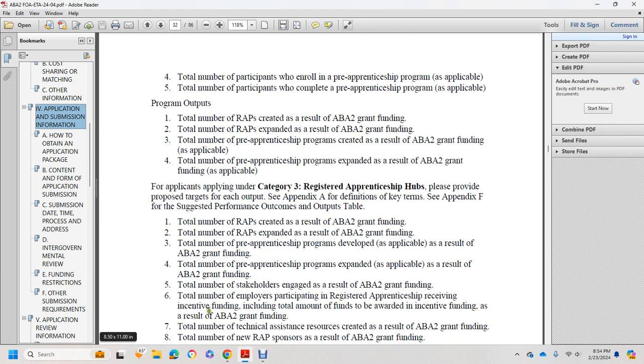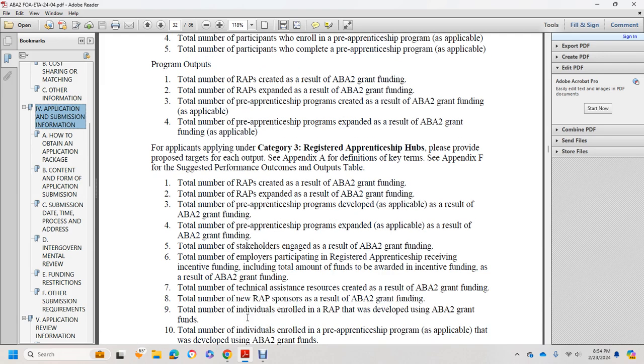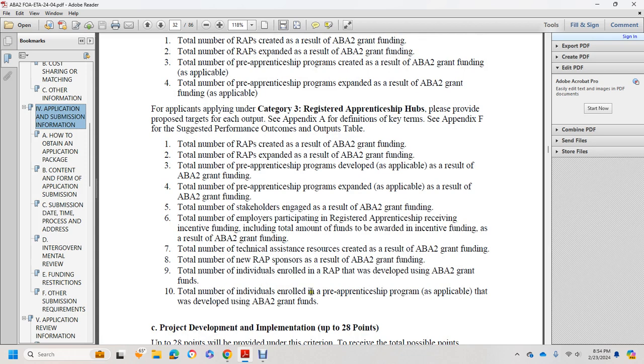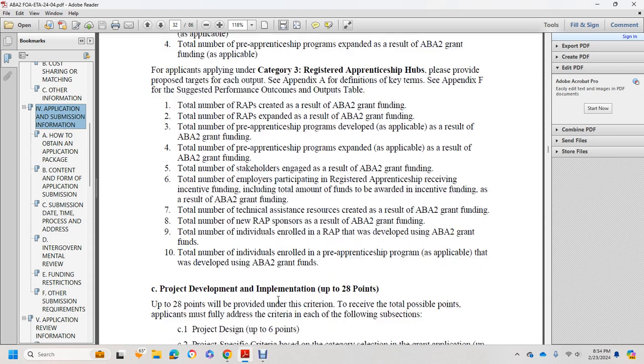6. Total number of employers and participants in registered apprenticeship who pursued the incentive fund, including the total amount of funds to be awarded from the incentive fund as a result of the Apprenticeship Building America Round 2 grant funding. 7. The total number of technical assistance resources created as a result of the Apprenticeship Building America Round 2 grant funding. 8. The number of new registered apprenticeship program sponsors as a result of the Apprenticeship Building America 2 grant funding. 9. Total number of individuals enrolled in the registered apprenticeship program developed with the Apprenticeship Building America Round 2 grant funding. 10. Total number of individuals enrolled in the pre-apprenticeship program, if applicable, that was developed with the Youth Apprenticeship Building America Round 2 grant funding.